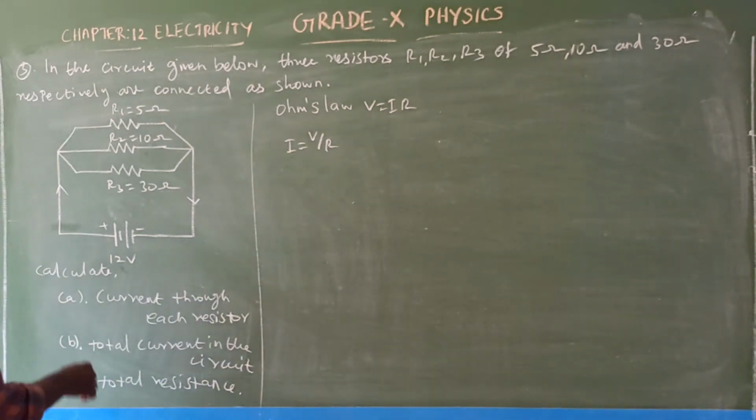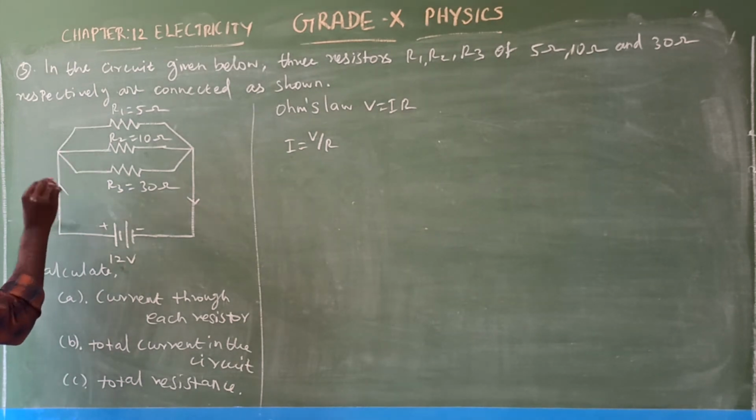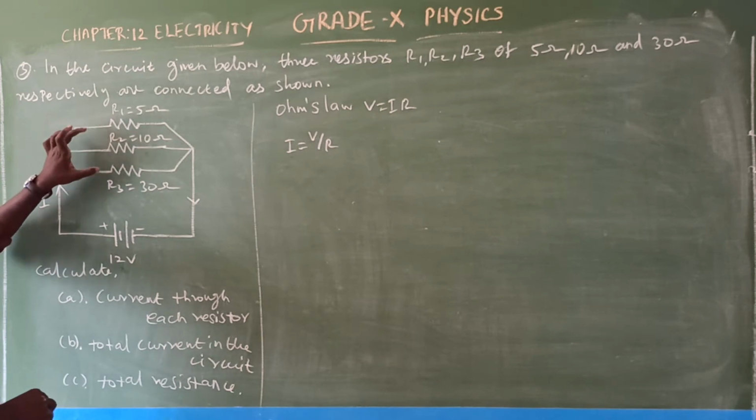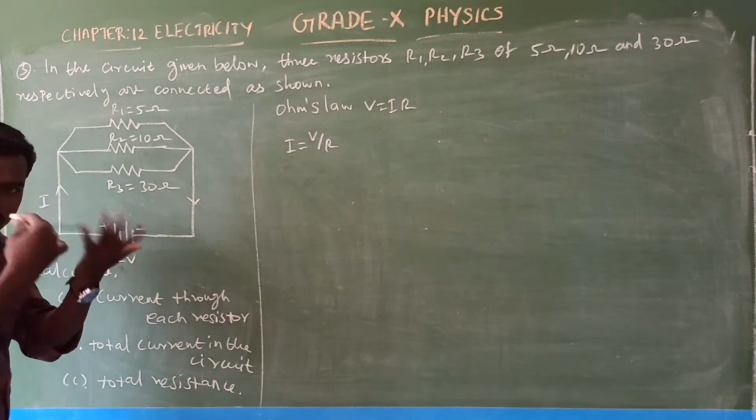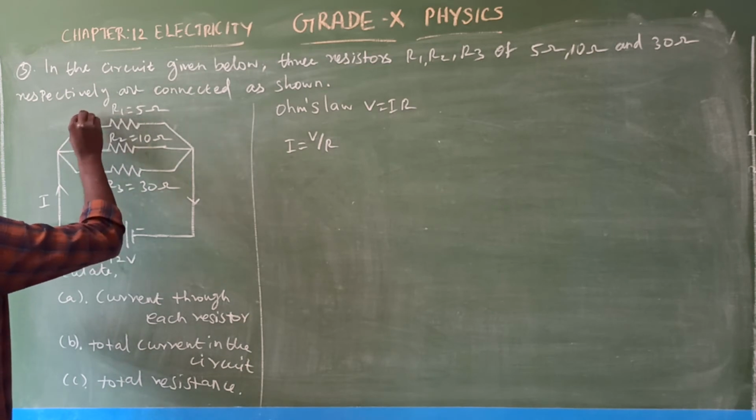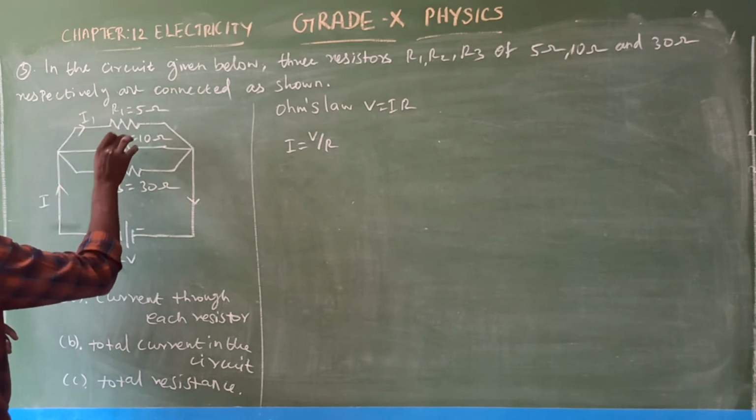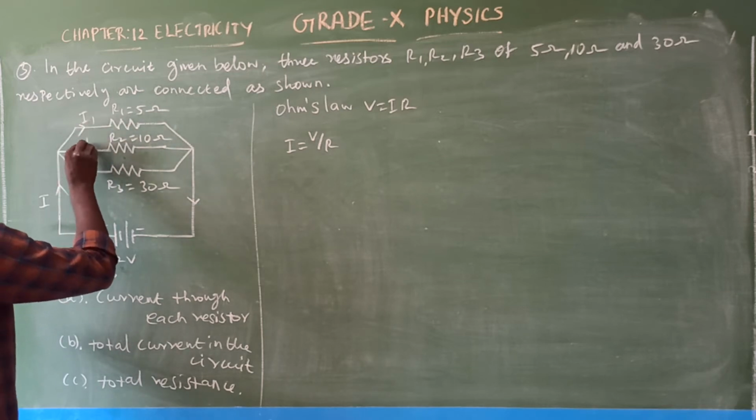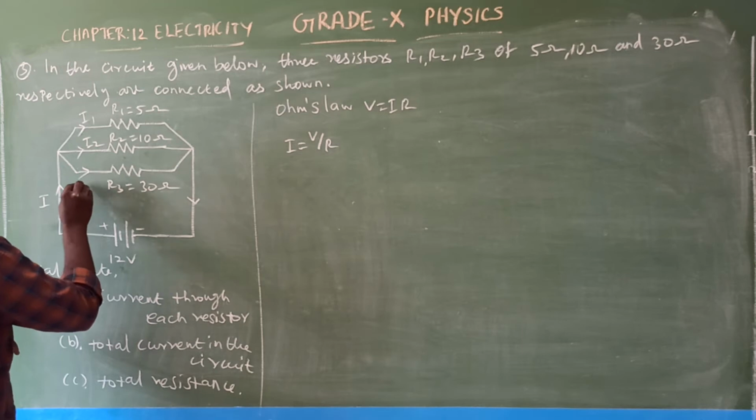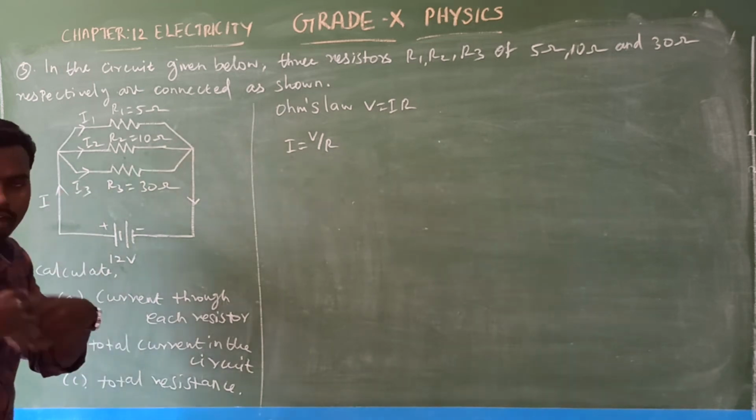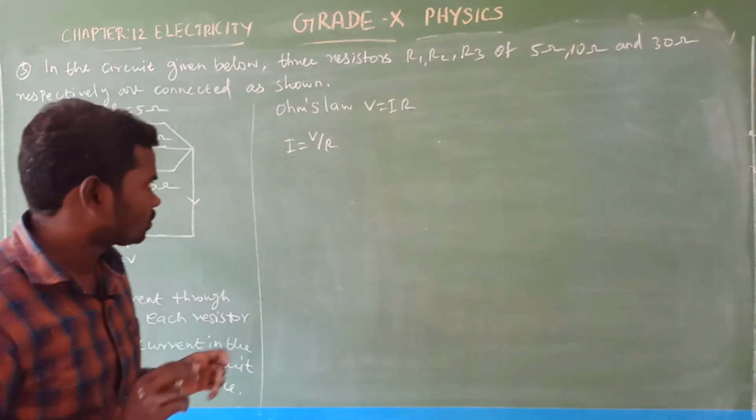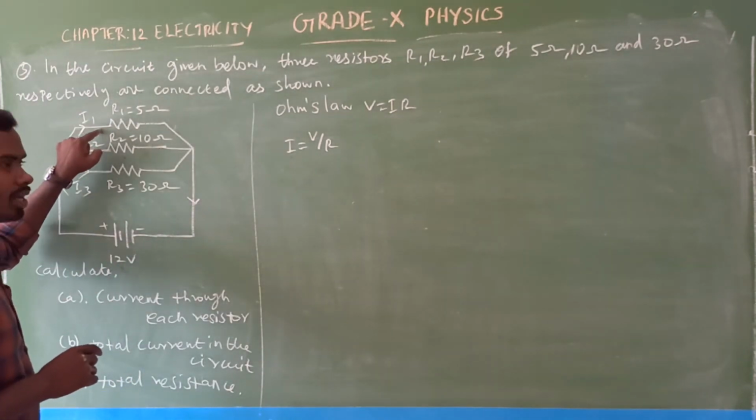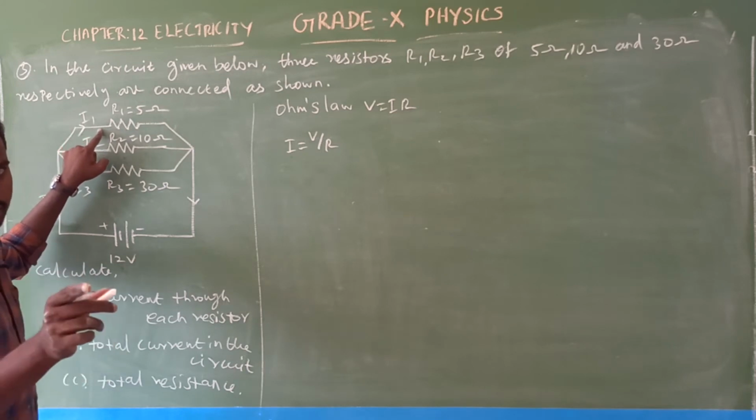Look at here. Throughout the circuit, current I is flowing, but here there are three paths for current flowing, so current gets distributed. Across the resistor R1, current value is I1. Across the resistor R2, current value is I2. Across the resistor R3, the current value is I3, because current gets distributed. So first we need to calculate across the resistor R1 what is the current.